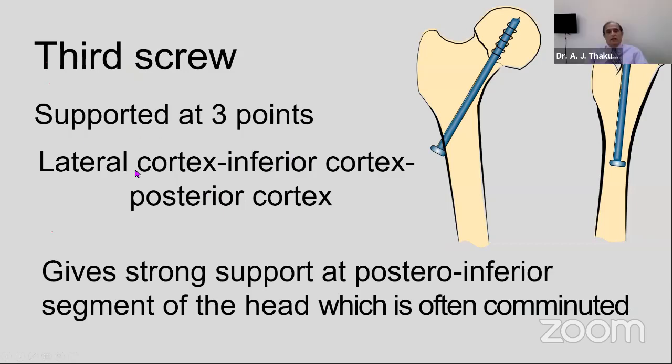Supported at 3 points: the lateral cortex, inferior cortex, and posterior cortex. Use strong support at the posterior inferior segment of the head, which is often comminuted. Usually there is comminution here. It is supporting just like that. It is not compressing. Compression may not be useful, but support will be. So 3 points: lateral cortex, inferior cortex, and posterior cortex. Lateral here in AP and the posterior cortex here.